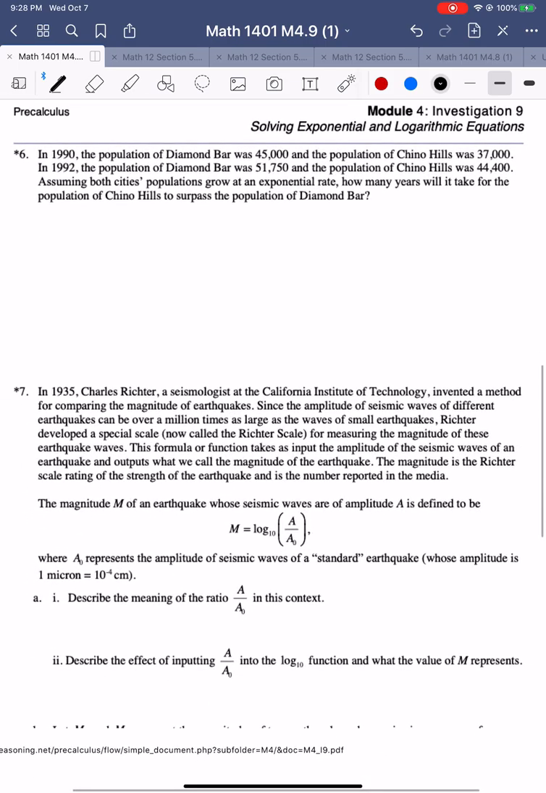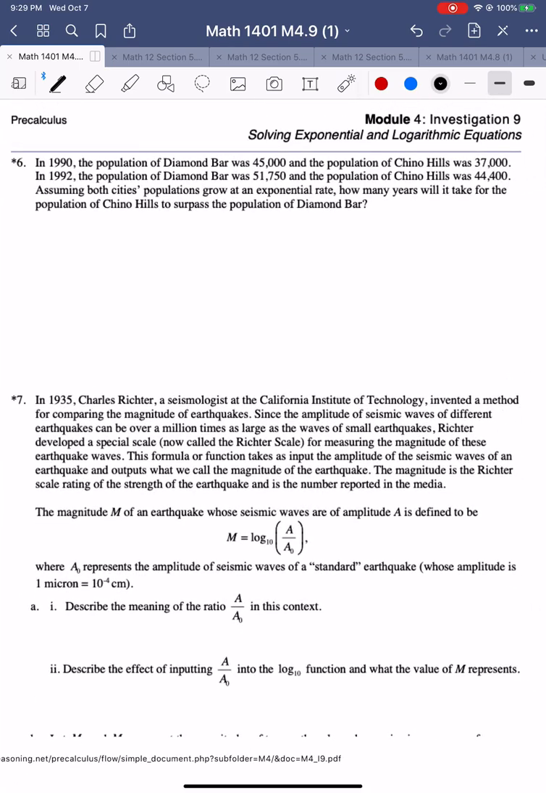Alrighty, let me talk about number 6. In number 6, they're talking about the population of two cities. In 1990, the population of Diamond Bar was 45,000, and the population of Chino Hills was 37,000. In 1992, the population of Diamond Bar was 51,750, and the population of Chino Hills was 44,400. Assuming that both cities' populations grow at an exponential rate, how many years will it take for the population of Chino Hills to surpass the population of Diamond Bar?